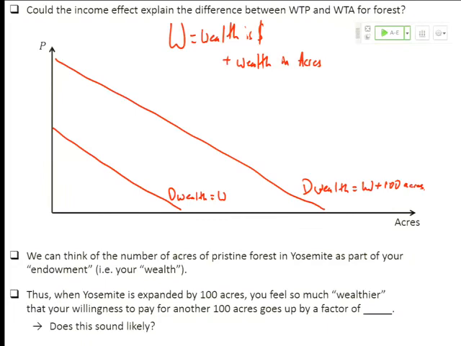So one of the ways that we approach this kind of thing is to say, okay, in theory, that works, but is it plausible? Is it plausible that giving you an additional 100 acres of endowment of forest would increase your valuation of forest by as much as it did?